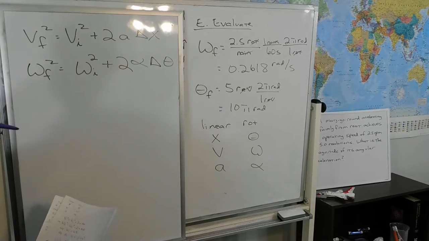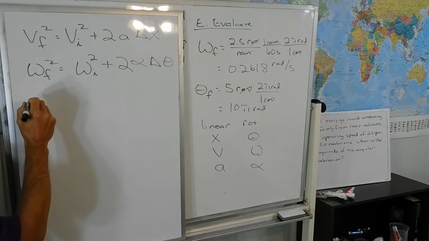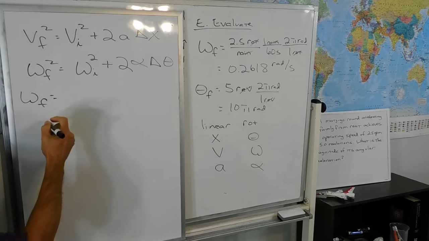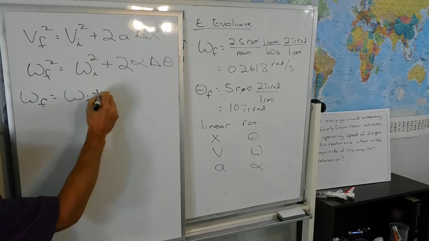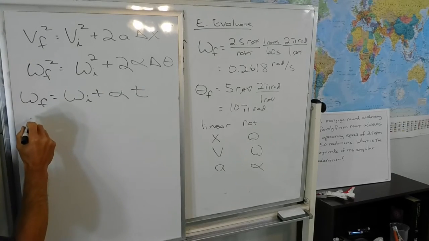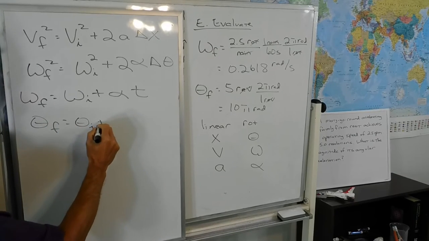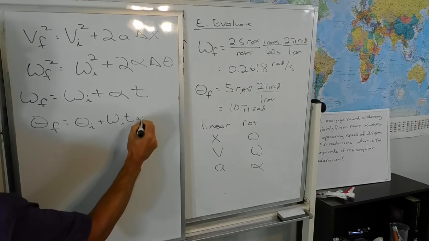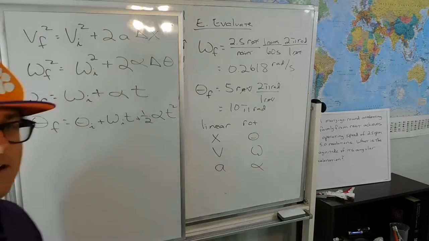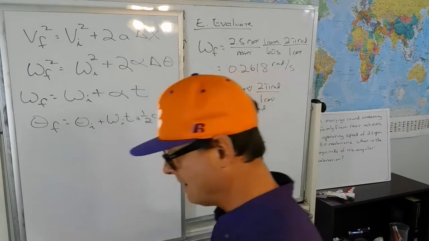All right. So now let's go ahead and complete the thought here. We're not going to need these equations at this moment, but omega final, just by analogy, is omega initial plus alpha times the time. This is analogous to the kinematic equation for velocity. And theta final equals theta initial plus omega initial times the time plus 1/2 alpha t squared. And this completes our set of three rotational or angular kinematic equations.